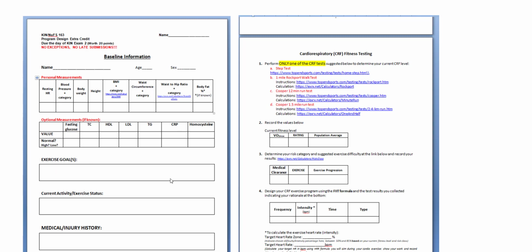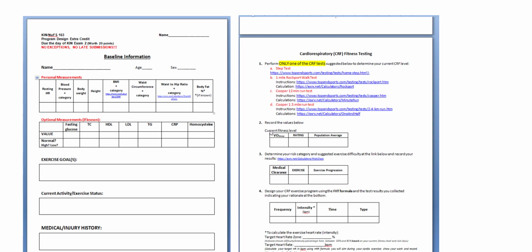And then you're going to list your exercise goals, current activity and exercise status, where you are right now. You have to be able to see where you're standing in terms of your activity levels, and then medical and injury history, which would be keeping you away from being active.